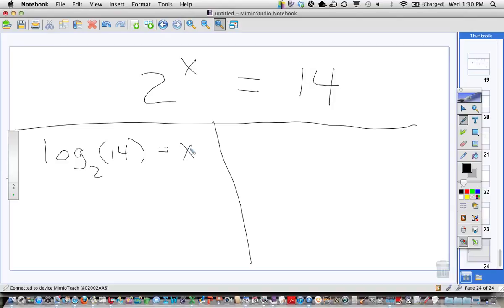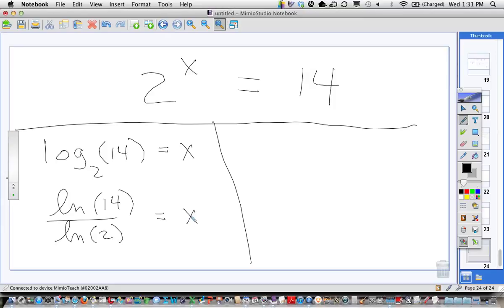Okay? Well, there's a rule, it's called the change of base formula, where you can take any log of any base and change it to any other base by doing this. So we're going to change it to natural log base e. It would be ln 14 divided by ln 2. Does that look familiar at all? Okay? If it does, great. If it doesn't, that's okay too. But that is what you do with it right there.